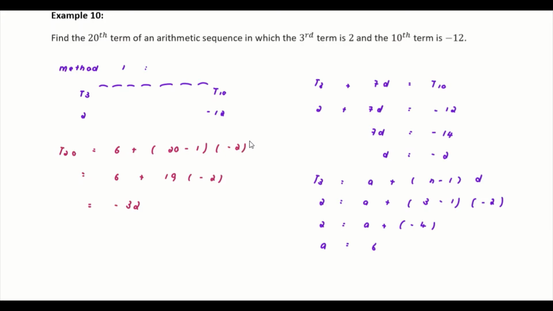So which means you use much more common sense to find your D, then you use your formula to find your A. Even for your A, if you don't want to use the formula, you also can. You know the third term, right? So for you to get the first term, you reverse. Instead of plus 2D, you go in the reverse direction and minus 2D, then you can get your T1. Okay, so that's the idea on how you can solve this.